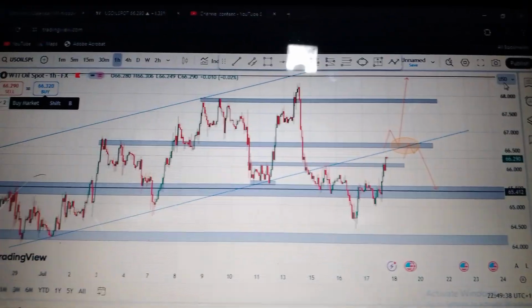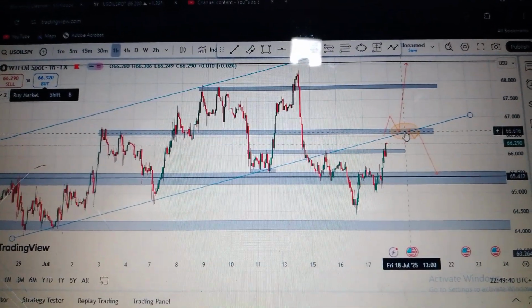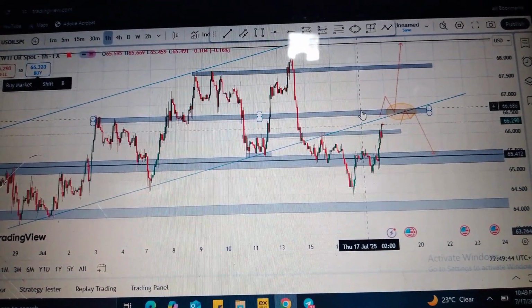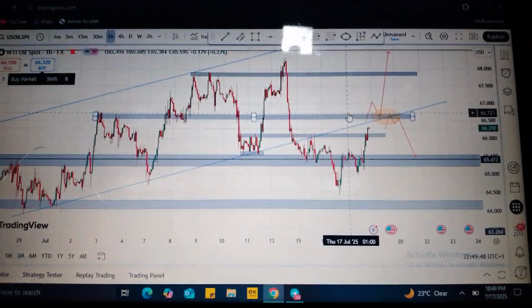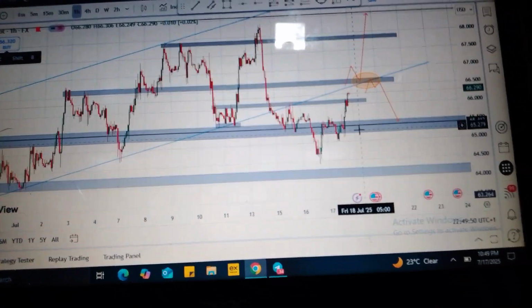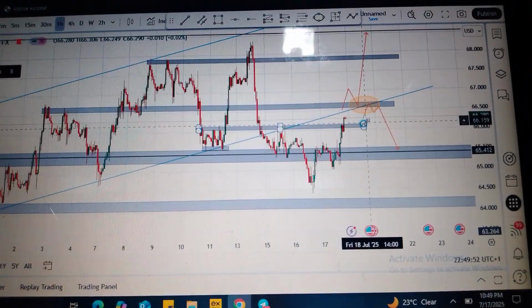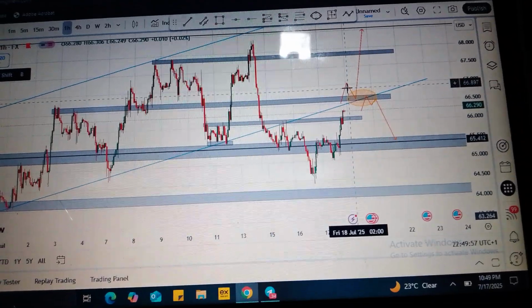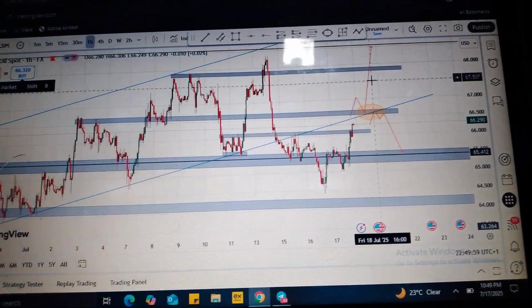I'm expecting the market to reject off this area here, bouncing off this trend line and this resistance zone. That is what I'm expecting. So once the market bounces off these two levels, that's when I'll be taking my shot. Or if for any reason the price breaks above it and retests, then I'll continue going long.